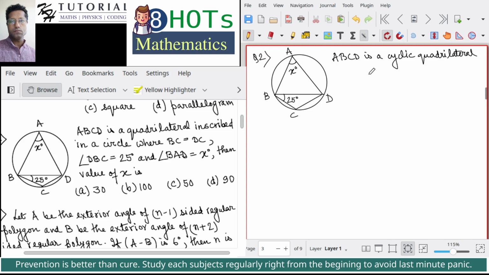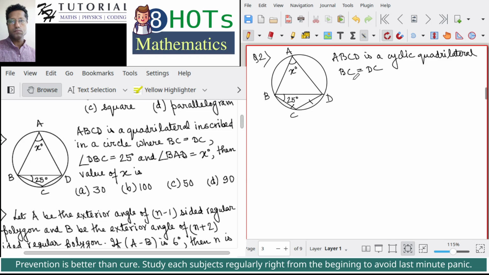Okay, so ABCD is a quadrilateral inscribed in a circle where it is given BC is equal to DC. So we have BC is equal to DC, and angle DBC is 25 degrees, and angle BAD is x degrees. Then find the value of x. Basically, we have to find the angle x degrees.